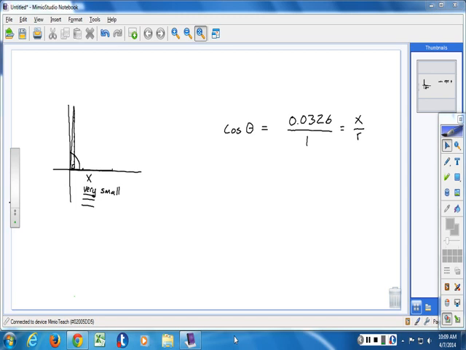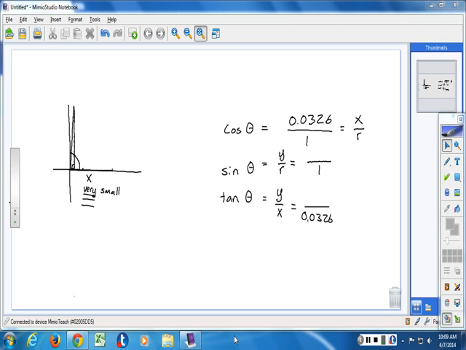Well, what the question is asking here is to find sine of theta and tangent of theta. Sine equals y over r, tangent equals y over x. We already know that r is 1, and we know x is 0.0326, but the y is missing. We don't have y for either one of those, so we can't do it at this point, but can we find y?